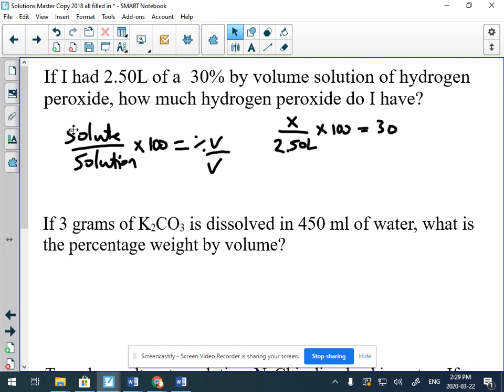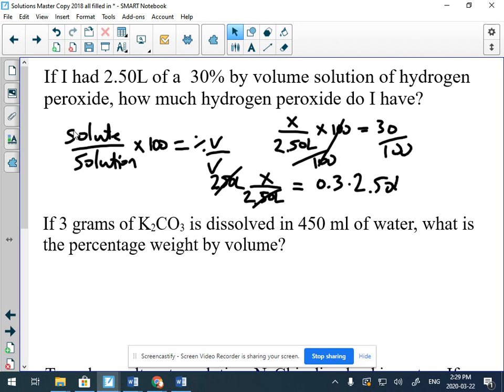So I have to rearrange this for X. I'm going to divide both sides by 100. That'll cancel out. Now I have X over 2.5 is equal to 0.3. 30 divided by 100 is 0.3. Then I'm going to times both sides by 2.5 liters, and 0.3 times 2.5 gives me 0.75 liters. Had you turned this into milliliters, you would just get 750 milliliters instead of 0.75. Okay. All right, next question.